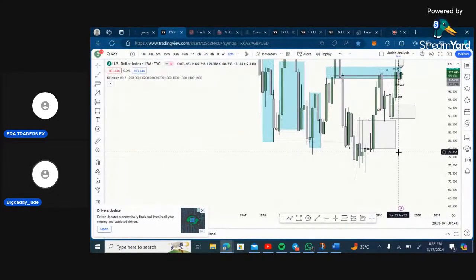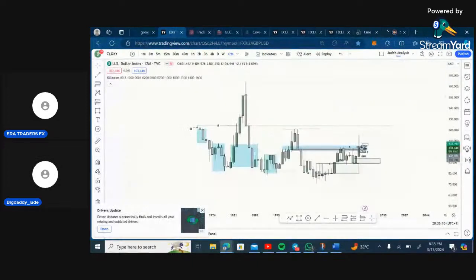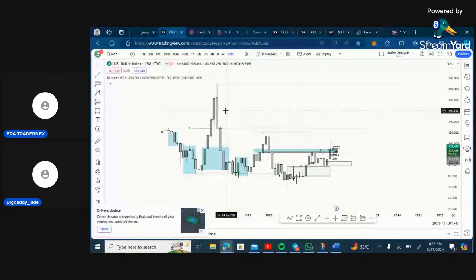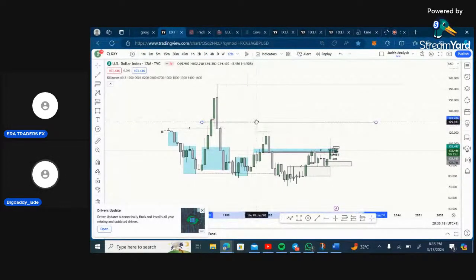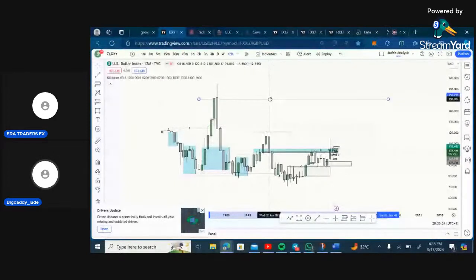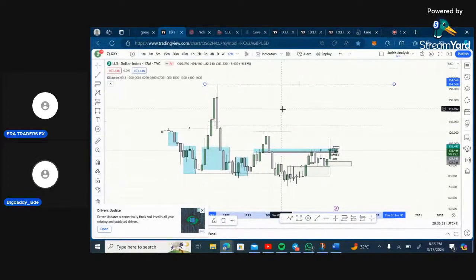So yeah, we had a change of character. Then after a change of character, what do you expect? You expect price to retrace back into the order block that caused the change of character, right? So we have these two lines marking out a valid order block right here.